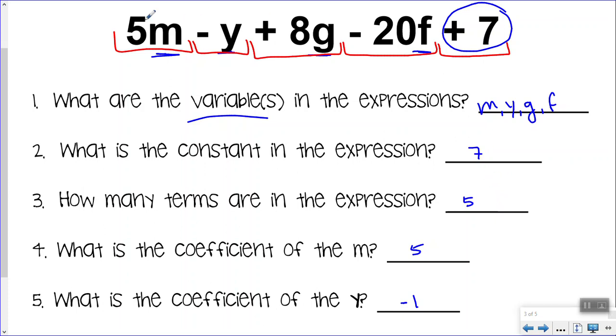The coefficient of the m is the number that's right next to the m there, linked to it. See how there's really no space here at all? That means that those are being multiplied together.